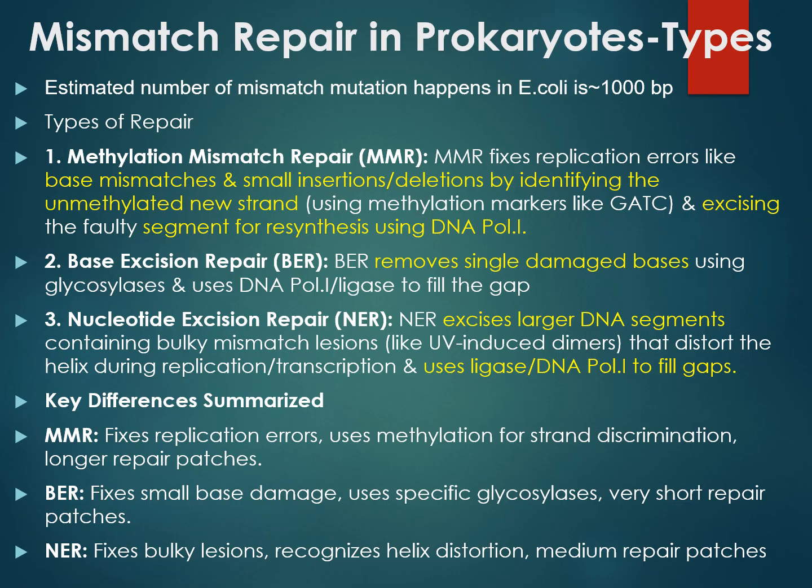The key differences: MMR fixes replication errors using methylation for strand discrimination. BER fixes small base damage using specific glycosylase. It happens in very short repair patches. NER fixes bulky lesions. It recognizes helix distortion and it causes medium repair patches.